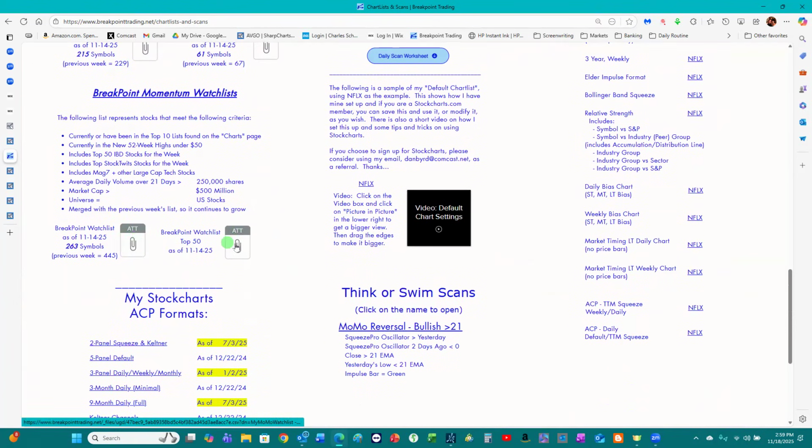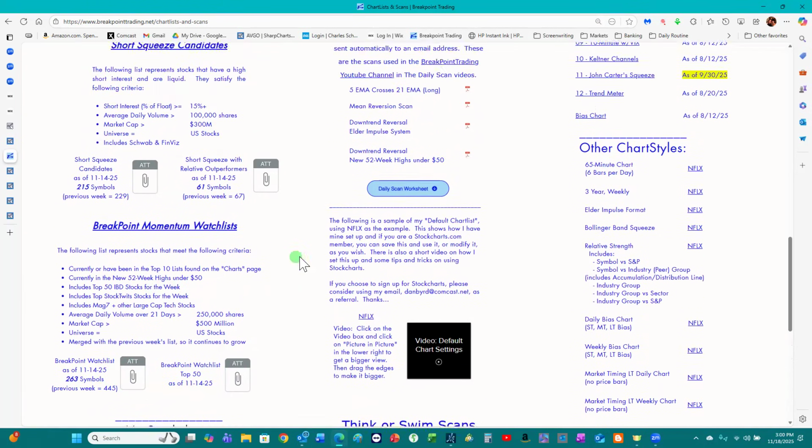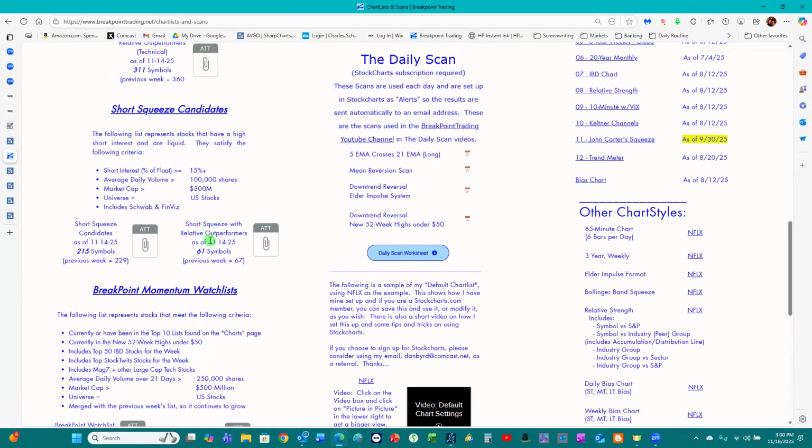The difference between the momentum and the top 10 lists is the momentum list deliberately includes the big cap tech names. They may not end up in the top 10 lists because they're not always in the top 10, but I make sure that they're always in the momentum lists, no matter what they're doing. Even if they're going down, they'll still be in that list. And this shows you the criteria for each of those. So let's say in this case, I want to use the short squeeze that are also in relative outperformers.